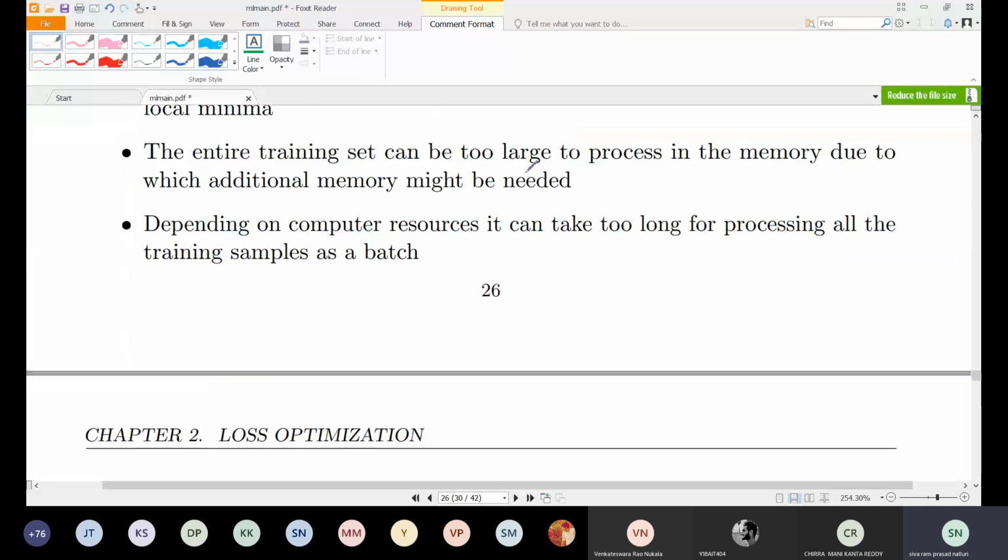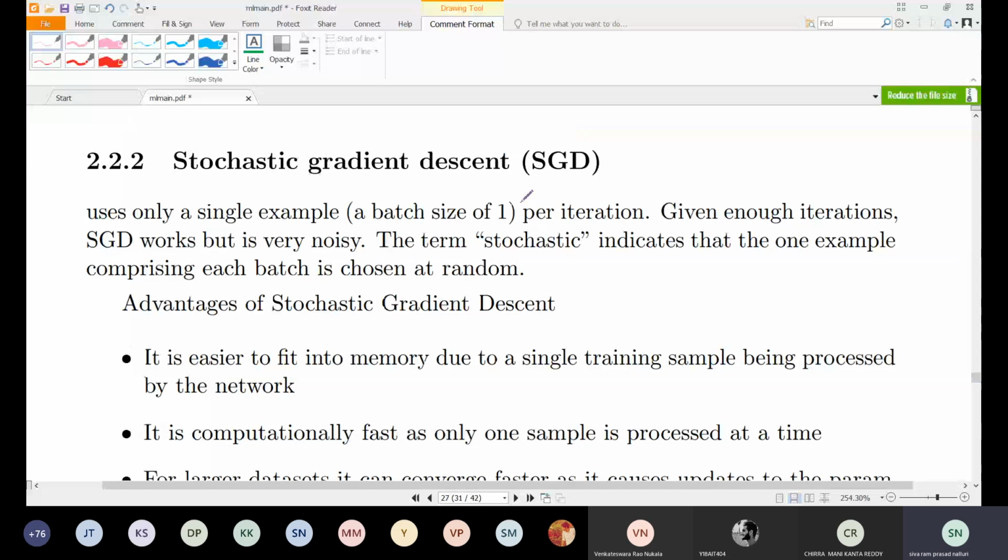ఓకే, దెర్ ఈజ్ అనదర్ అప్రోచ్ కాల్డ్ స్టోకాస్టిక్ గ్రేడియంట్ డిసెంట్ అప్రోచ్. సింపుల్ అండి. హియర్ ఇందాకేమన్నా బ్యాచ్ అంటే ట్రైనింగ్ సెట్లో ఉన్న ఎగ్జాంపుల్స్ అన్నీ ఇక్కడ బ్యాచ్ గ్రేడియంట్ డిసెంట్ అప్రోచ్లో. స్టోకాస్టిక్ గ్రేడియంట్ డిసెంట్ అప్రోచ్లో వాట్ ఈస్ ద బ్యాచ్ సైజ్? జస్ట్ 1. అంటే అర్థం ఏంటండి?